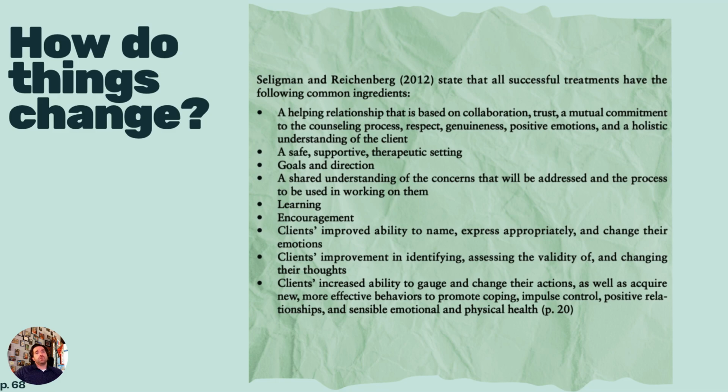And then how do things change? Right? Reichman and Siegelman stated that all successful treatments have the following ingredients: collaboration, trust, and mutual commitment to the counseling. So basically, I'd say that first one is just respect, right? Safe and supportive, right? No malfeasance. Goals and directions. Where are you going? Right? Where are you going with this thing? Where are we taking it? Shared understanding of the concerns that will be addressed. So just understanding why we're there.